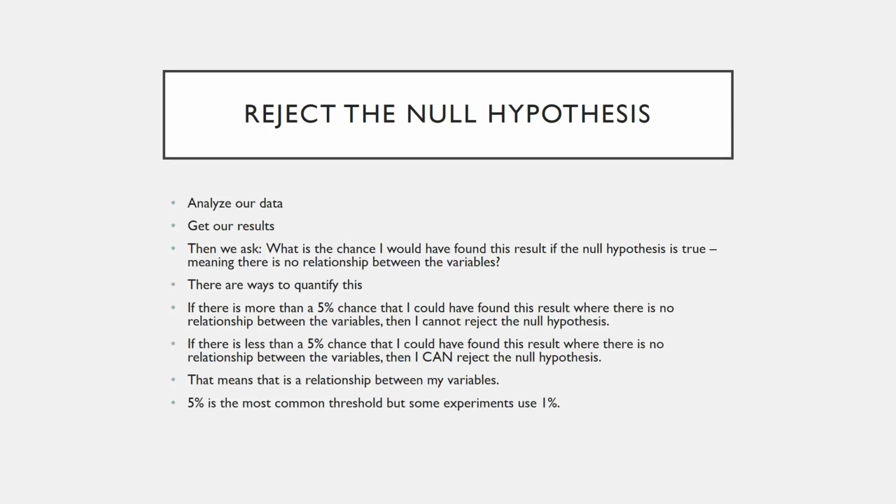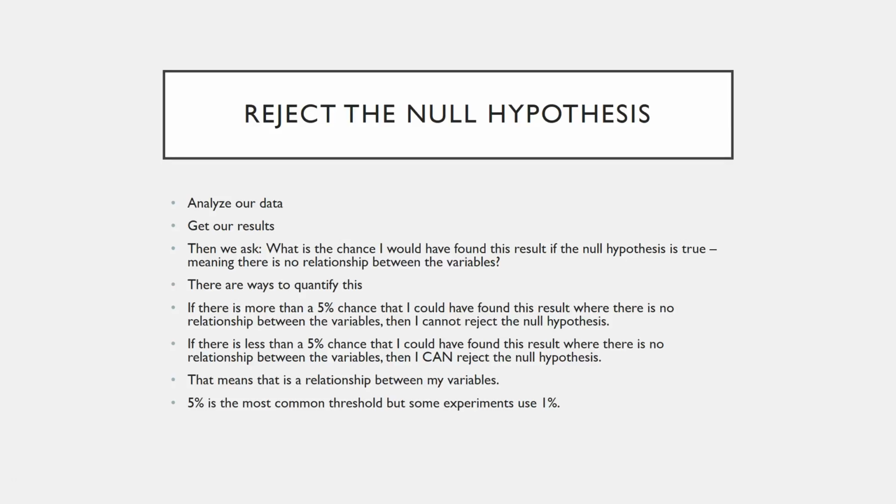So when we run our experiment, one of the things we want to try to do is see if we can reject the null hypothesis. So what are we doing there? Okay, well, we're going to look at our data. First thing we're going to do is analyze our data. So we're going to take our data on annual income and happiness, and we're going to get our results. So we might run a Pearson correlation on this and determine a correlation coefficient, and also get a p-value.